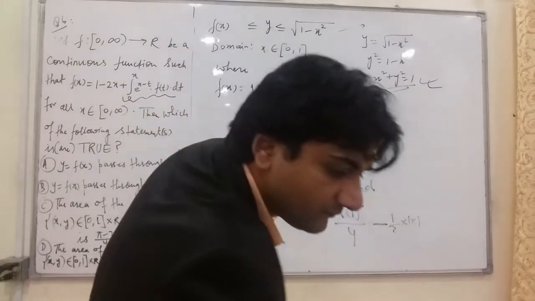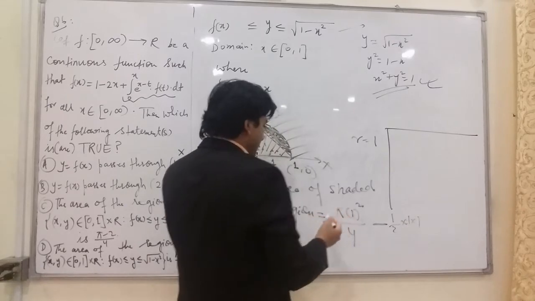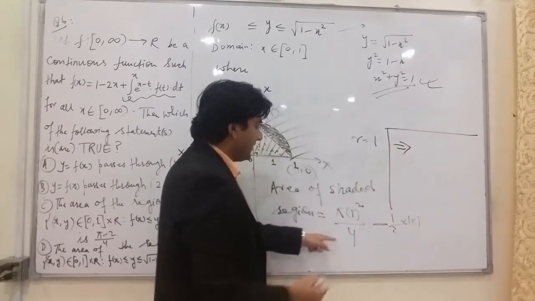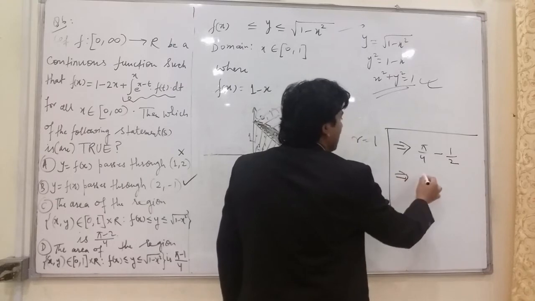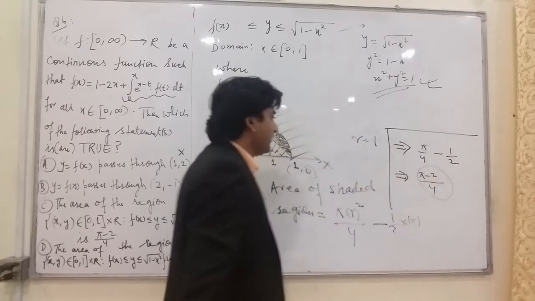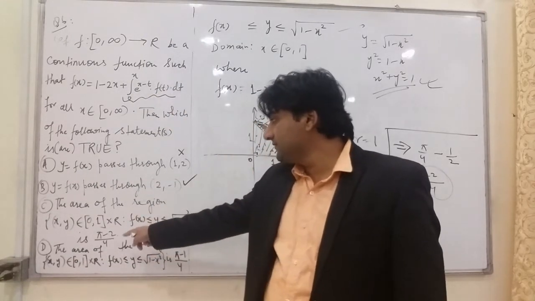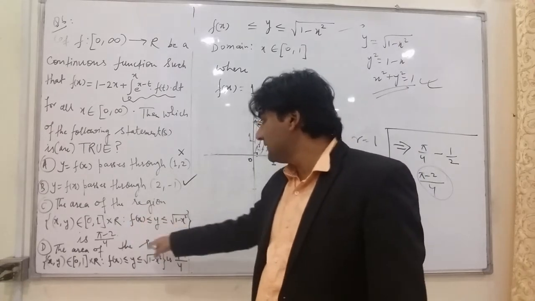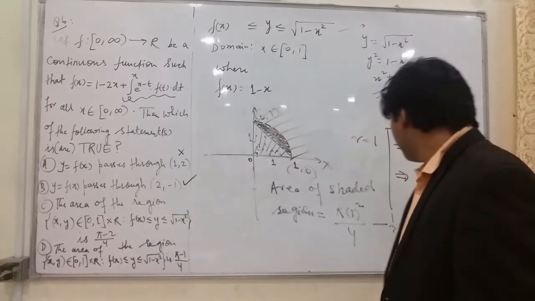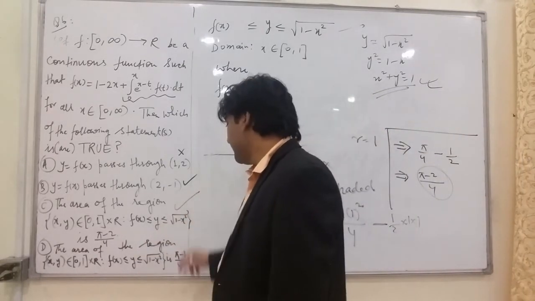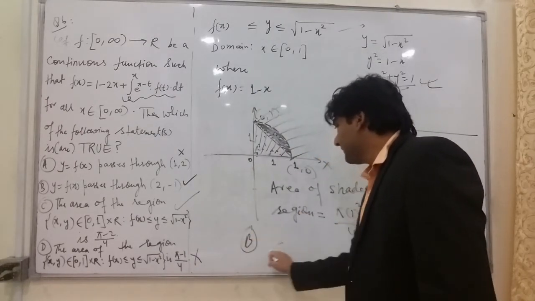So what I got here is that the area of the shaded region is pi by 4 minus 1 by 2. Now if you solve, this is (pi minus 2)/4. So the area of the shaded region is (pi minus 2)/4. Now if you observe the options, the area of the region for this curve is (pi minus 2)/4, and the second option is (pi minus 1)/4. We got (pi minus 2)/4. It means option C is right and option D is wrong. So here the right options are B and C.